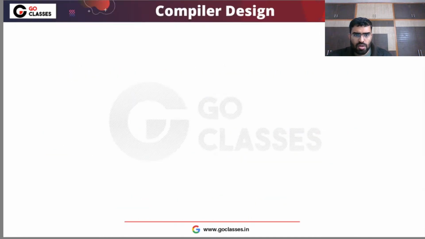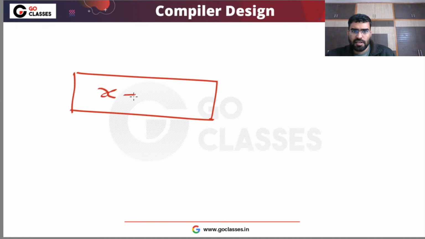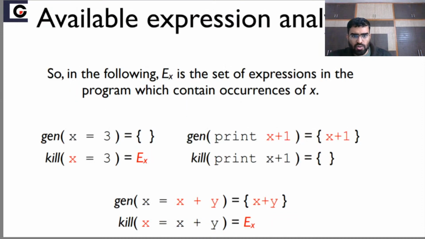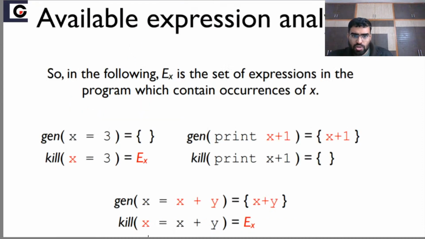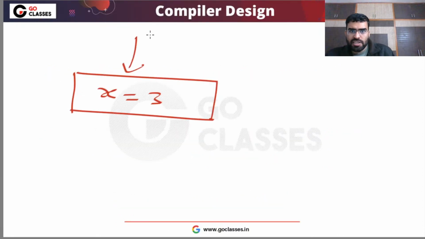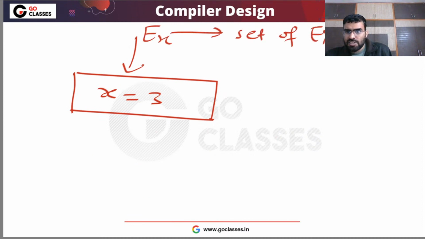So let me ask you, this instruction x equal to 3, what will it kill and what will it generate? Let us assume the question says Ex is the set of expressions in the program which contain an occurrence of x. So let us assume Ex: this is the set of expressions which contain x.